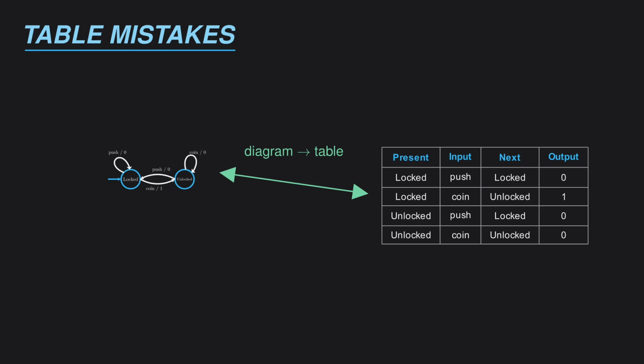So here are the exam reflexes. If a problem hands you a diagram and asks for the table, immediately think 1 row per state, per input, then fill in the next state and the output. And if it gives you the table and asks for the diagram, you simply run the same logic in reverse.